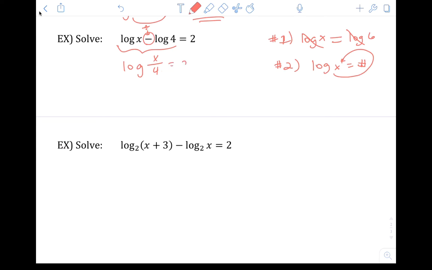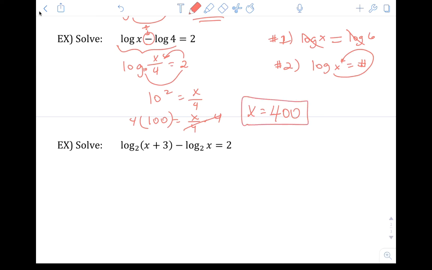So we have log base 10 again. It's implied to be there. So 10 to the second equals x over 4. Well, 10 to the second is 100. And to get x by itself, I would need to multiply by 4 on both sides. So x equals 400.